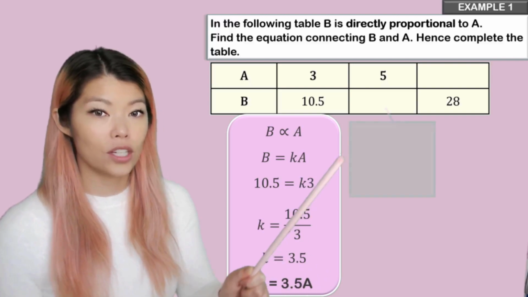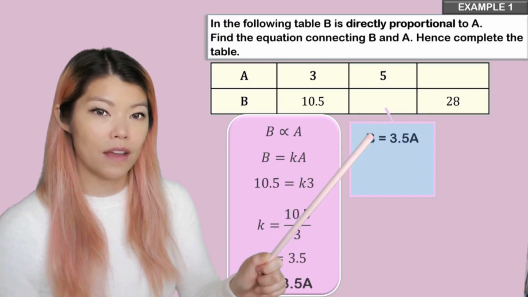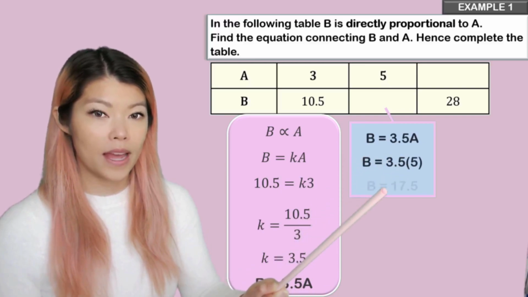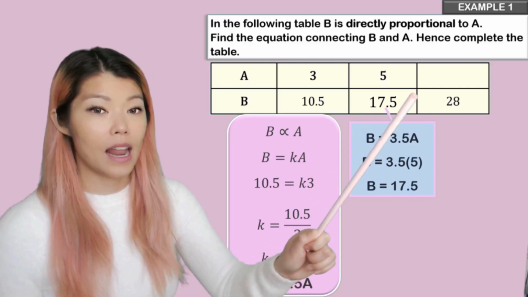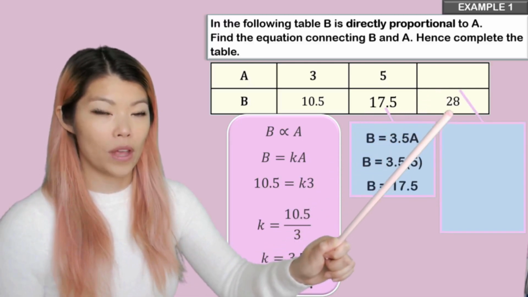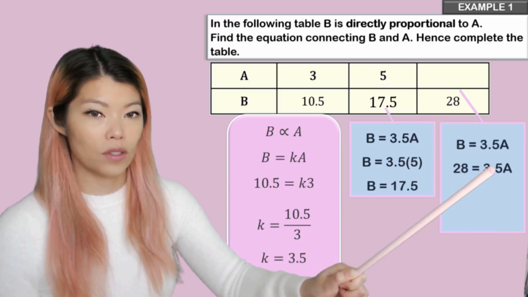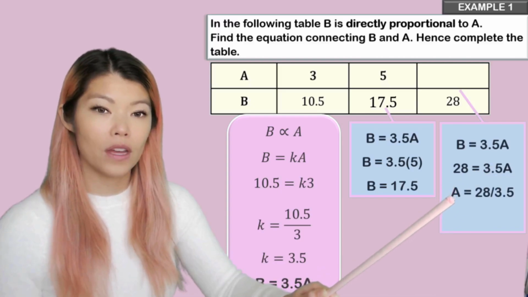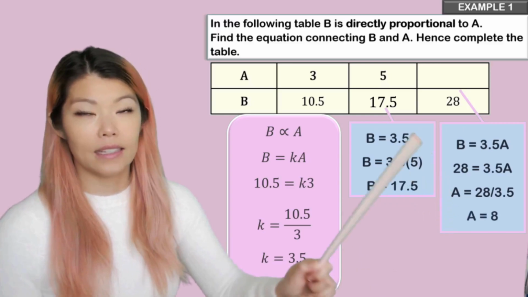Now we use this relationship to answer the other questions. So when A is 5, all we have to do is plug in A is 5. And we multiply it in and we have B is equal to 17.5. Likewise, to find what A is, when we have B, we just plug in what B is, so 28. Now we have to simplify to get A by itself, so dividing both sides by 3.5. I've rearranged it so it's easier to see from left to right, and we get A is 8.